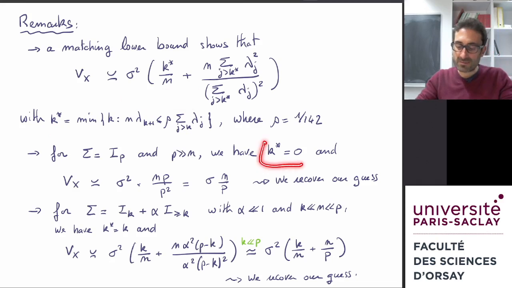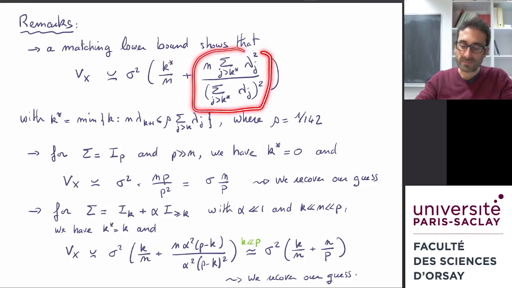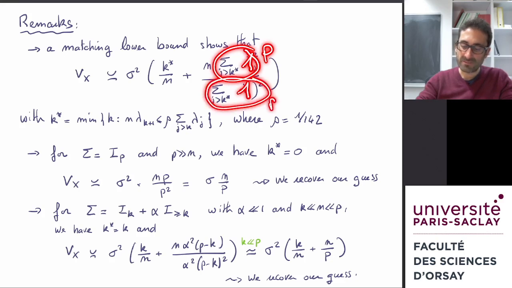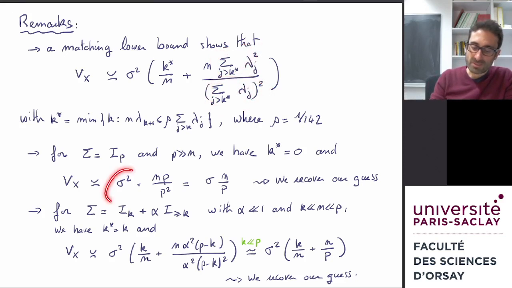Okay, so if you have k star equal to 0 in this term, this means that this disappears, and you will just have this term. But what is this term? Since you have the identity, here you have 1, here you have 1. Okay, so here you will have p, and here you will have p squared. So you will end up with something that will be sigma squared, n times p, and p squared. So you end up with sigma squared n over p, and we exactly recover our guess from the previous video.